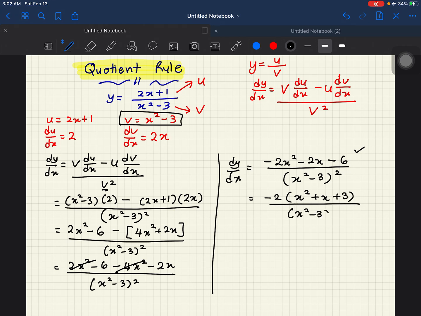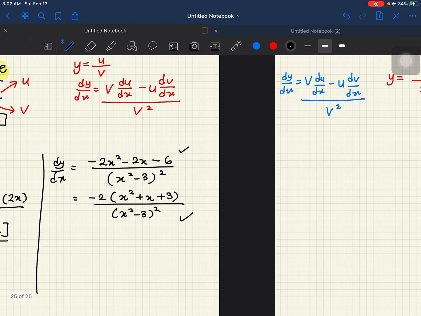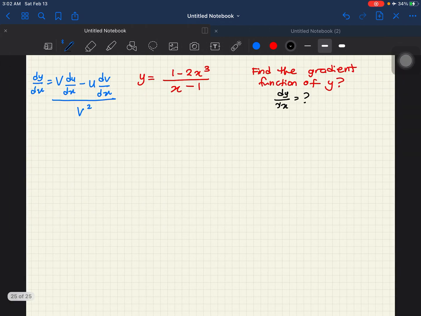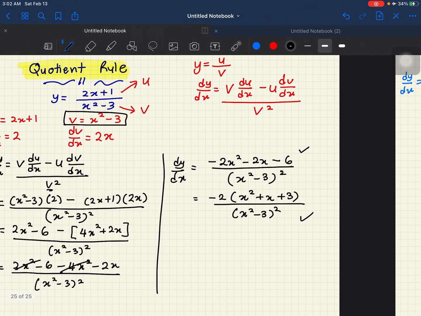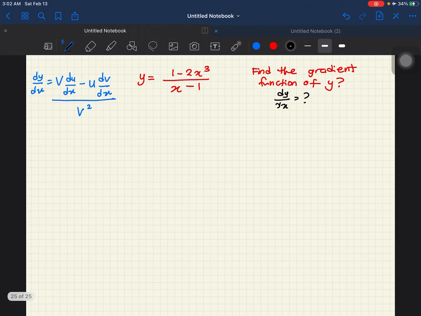So, x square minus 3 square. Okay? So, you can just put your answer like that. Okay? So, that is finalized. Okay, siap sudah. So, for question quotient rule. Okay, I got another question for you, for question rule for you to solve. Okay? So, this one is already done. Then, let's do this together.